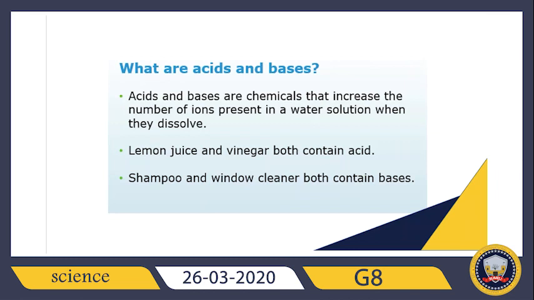So let's start, guys. What are acids and bases? Acids and bases are chemicals that increase the number of ions present in a water solution when they dissolve. Examples of acids and bases: lemon juice and vinegar both contain acid, but shampoo, window cleaner, and actually most of the materials or compounds used in cleaning contain bases.